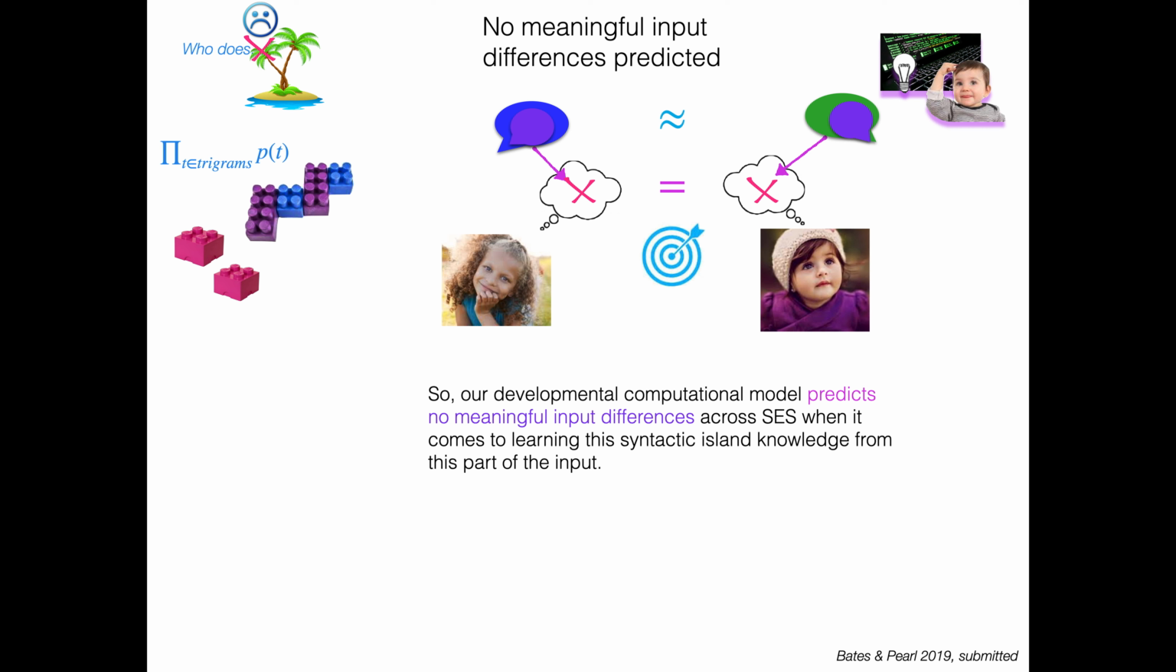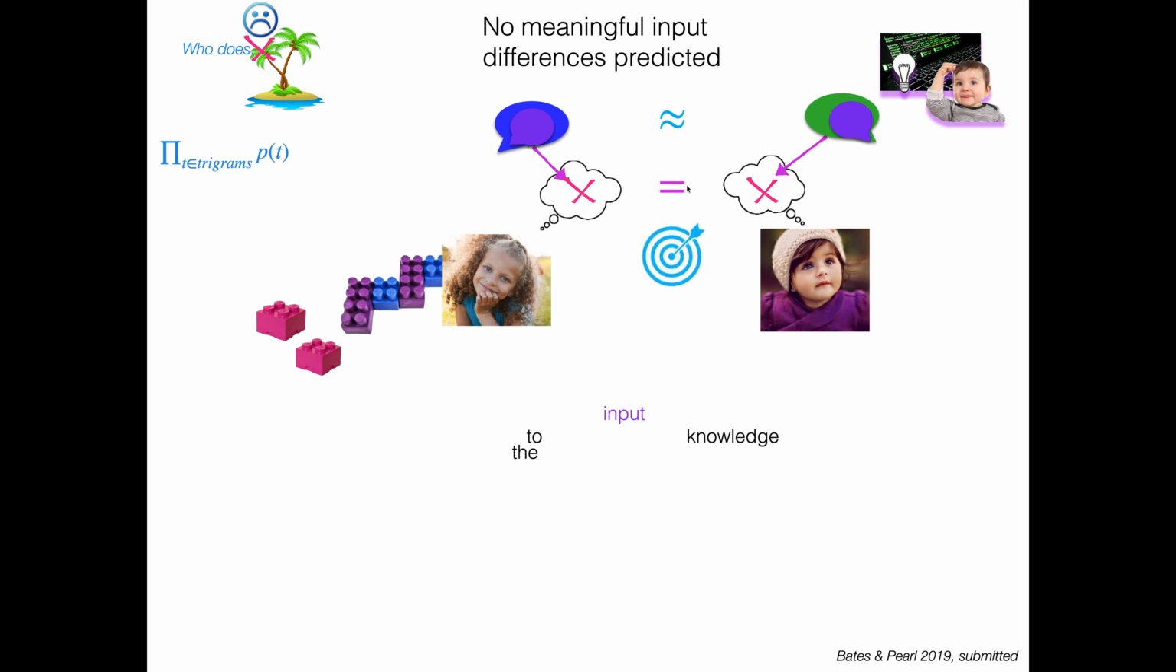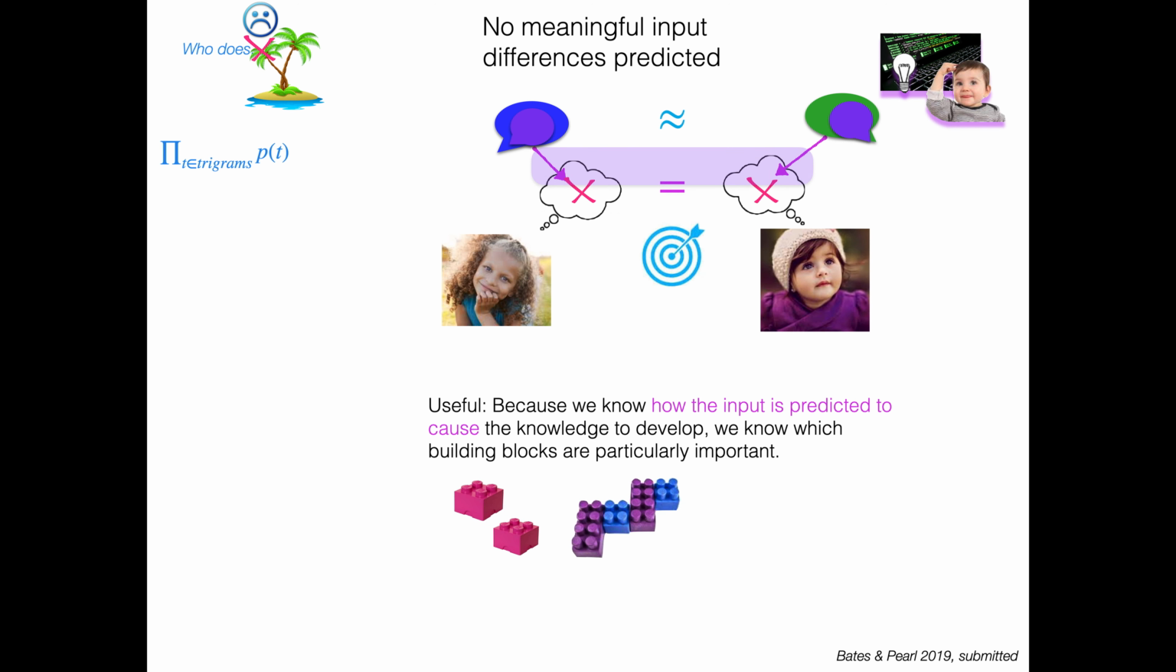Our developmental computational model predicts no meaningful input differences across SES when it comes to learning the syntactic islands knowledge from this part of the input. We predict the same outcome of being able to generate this judgment pattern. This is great because we know how the input is predicted to cause that knowledge to develop. Remember, that's what our learning theory is telling us.